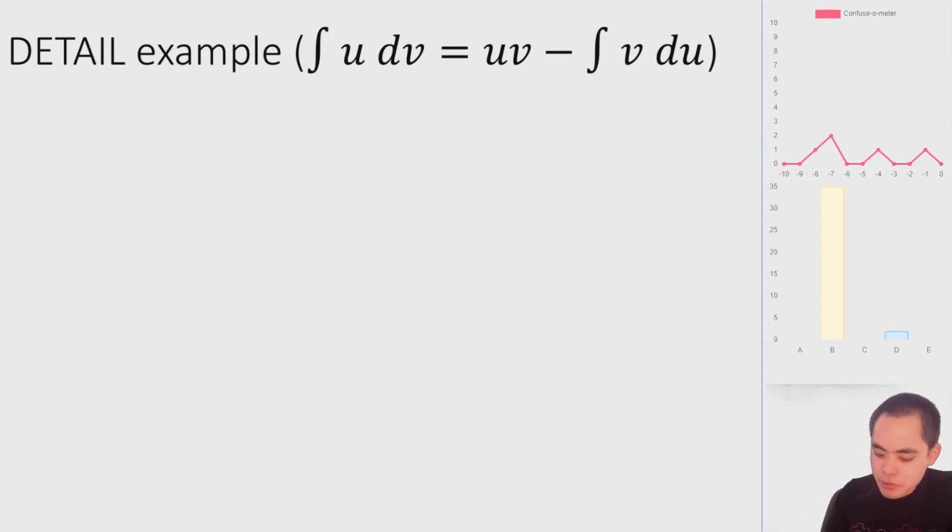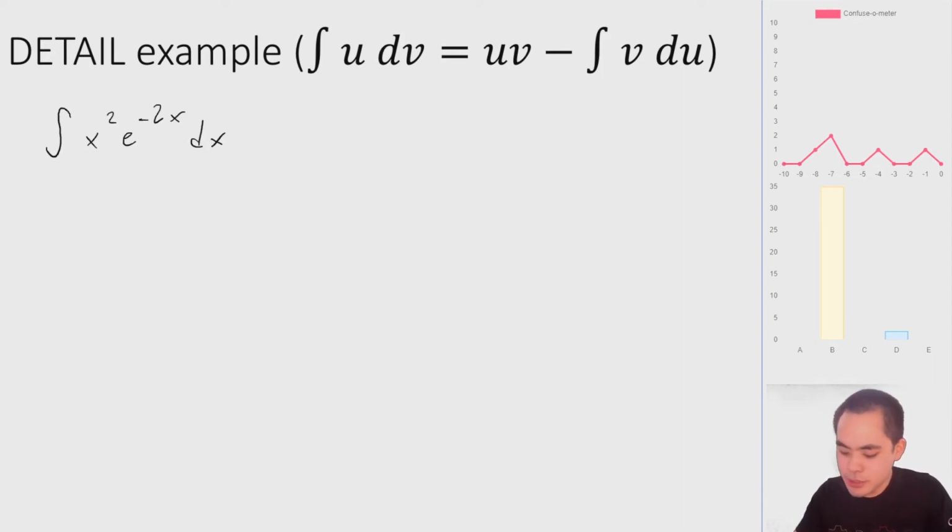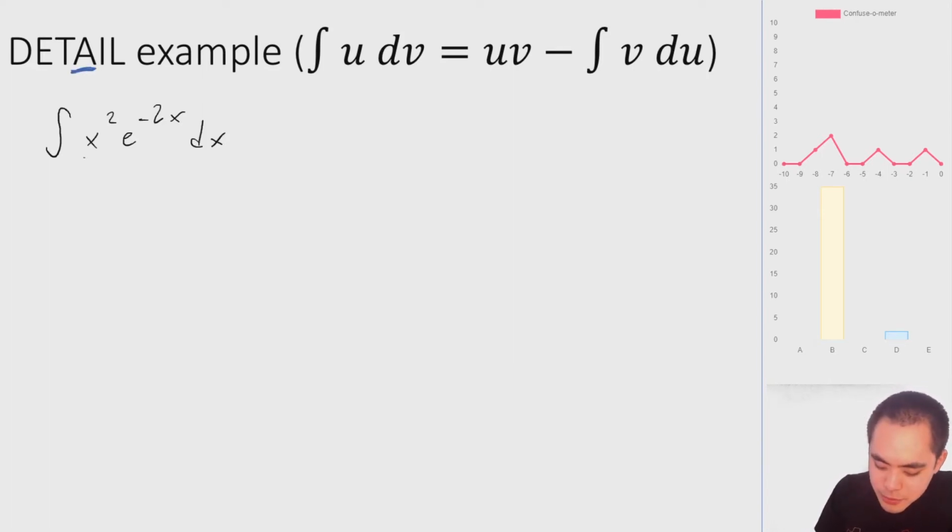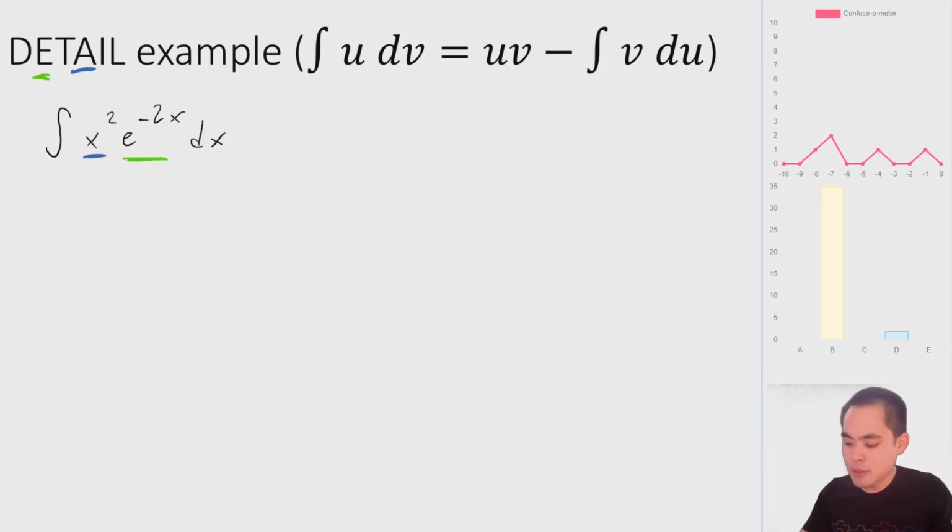So let's give an example. Let's say we had the integral of x squared e to the minus 2x dx. Now the question is, what part of this is easy to integrate and what part is easy to differentiate? You'll note that we have an algebraic piece, which is this x squared, and we have an exponential piece, which is this e to the minus 2x. So that is a good first guess for u and dv.